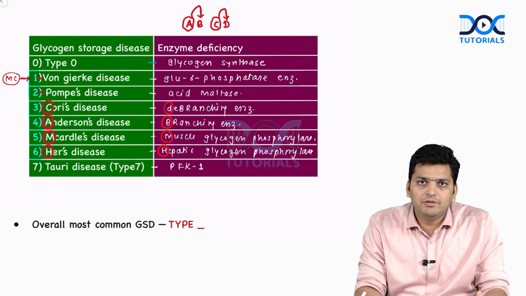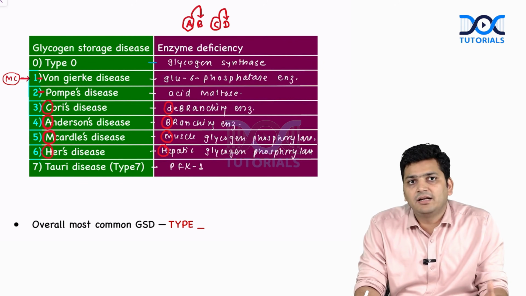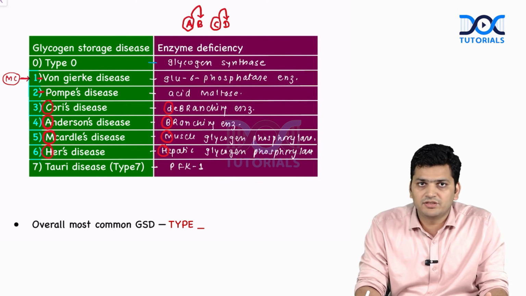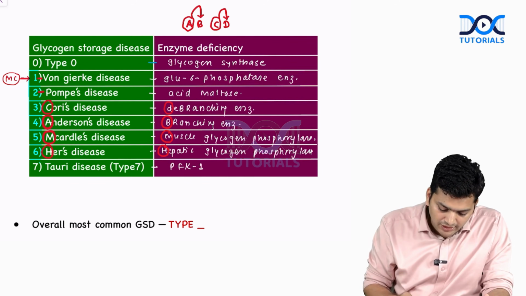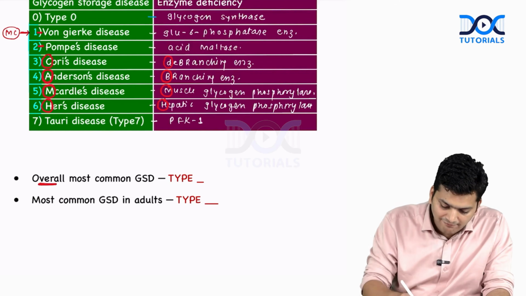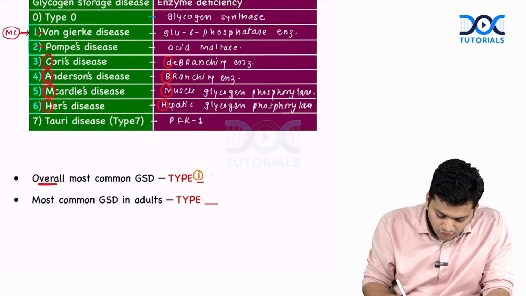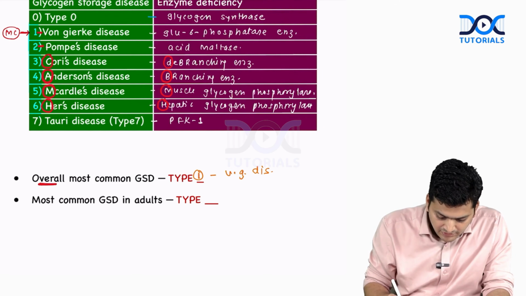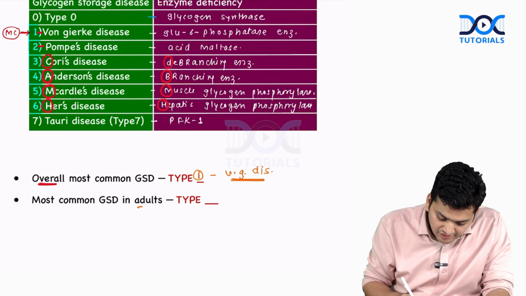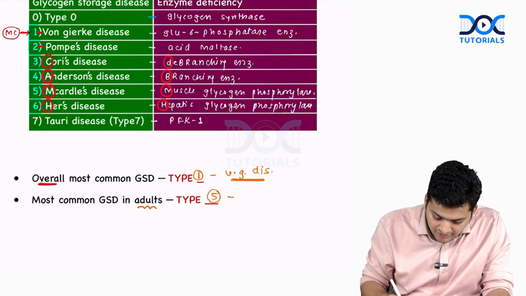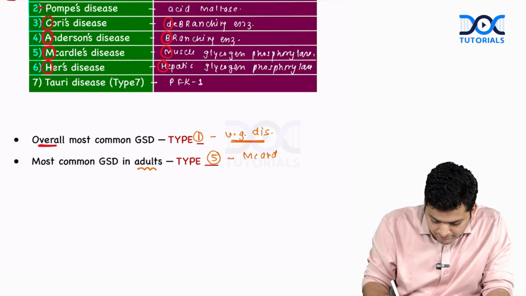Now once we have remembered the name of the enzyme, then we have to see how these patients are going to present to us. Overall, the most common glycogen storage disease is type 1, that is the von Gierke disease. And particularly in the adults, the most common is type 5, that is the McArdle disease.